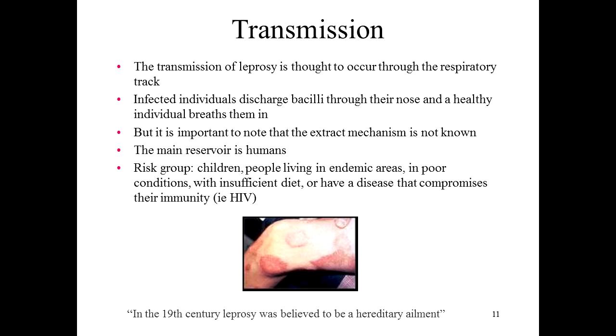So, ang risk group ani niya is children of young age, people living in endemic areas, especially katong na mga hugaw squatter areas and katong mga third world countries. So, in poor condition, insufficient on diet, and or have a disease that compromises their immunity. Example of that is HIV, which there will be defects sa atong immune system.